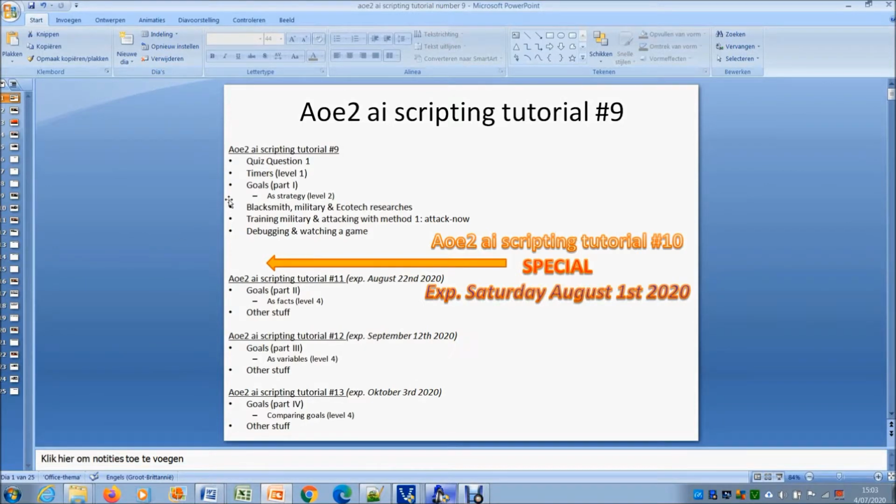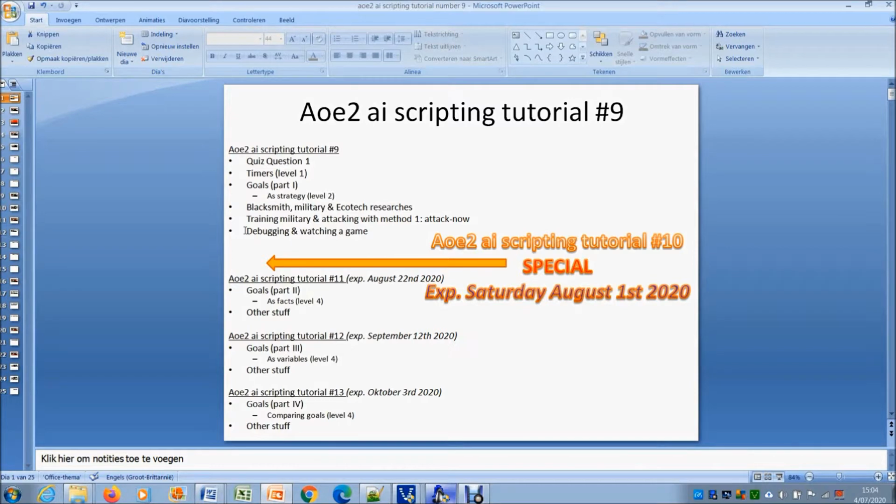In this tutorial we will go over the quiz question 1, then we will see what timers are all about, part 1 about goals used as strategy level, which is used with level 2 programming. We will look at Blacksmith, military and ecotech researches. We will also have a look at training military units and attacking with method 1, attack now. And then we will debug and watch again.